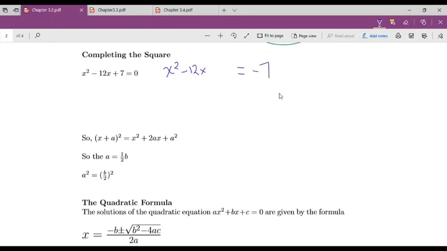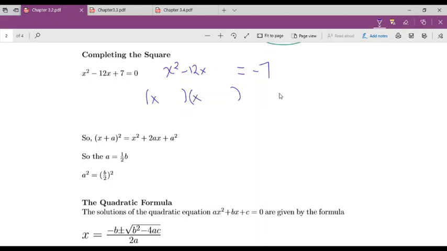So essentially what it looks like is this. x squared minus 12x, leave yourself a gap, equals negative 7. Now, if I was to factor this left-hand side, I've got an x here, I've got an x here, right?